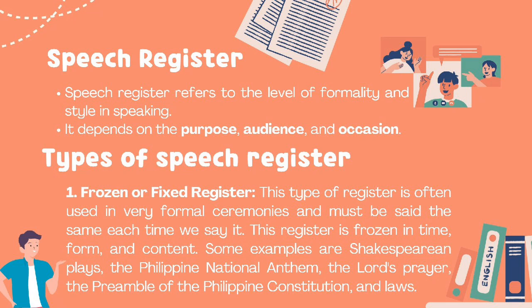And now, let us talk about the five types of speech register. I'll explain each one with simple examples so you can relate to them easily. The first type of speech register is the frozen or fixed register. This is the most formal and unchanging type of speech. It's called frozen because the words are always said exactly the same way, and they never change even over time.